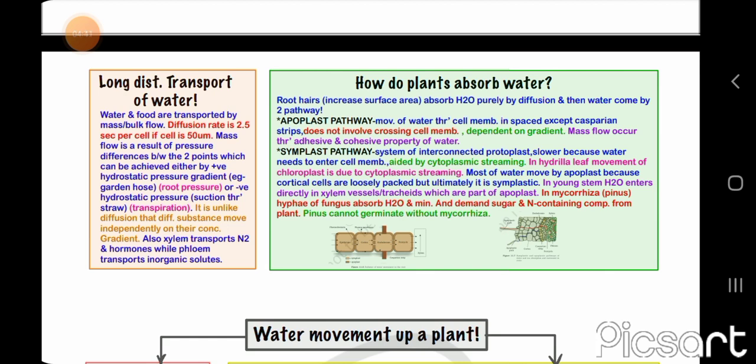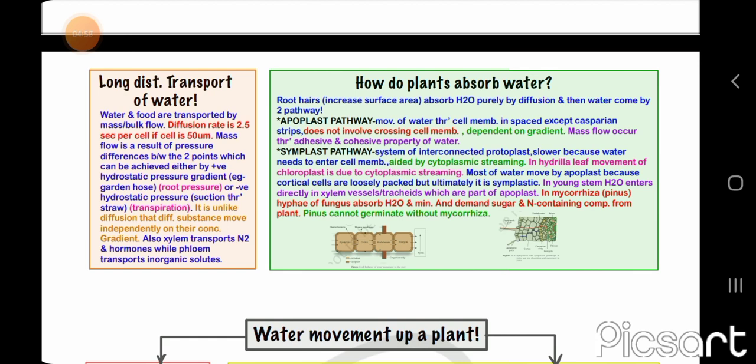It is unlike diffusion, where different substances move independently along their concentration gradient. Also, xylem transports nitrogen and hormones, while phloem transports inorganic solutes. Then how do plants absorb water?